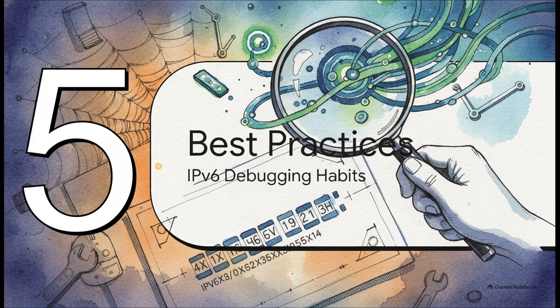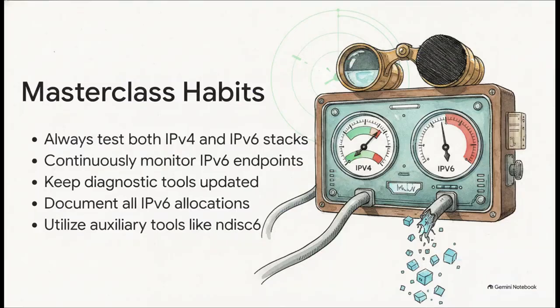Finally, Section 5, IPv6 Debugging Best Practices. Let's talk about the operational habits you need to build. Consider this your cheat sheet for long-term success. Always, and I mean always, test both stacks. Because in a dual-stack world, relying on just one protocol's health check is a recipe for a massive blind spot.